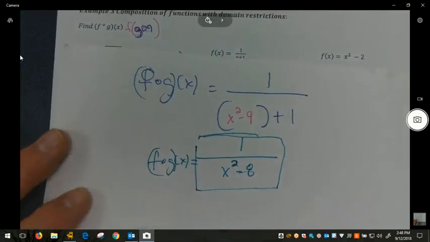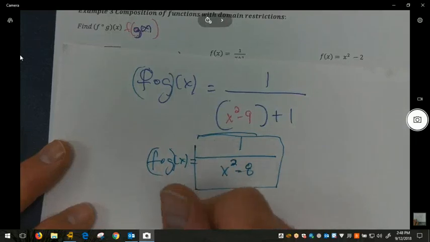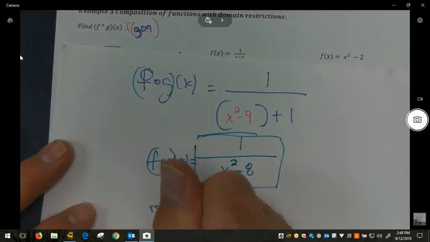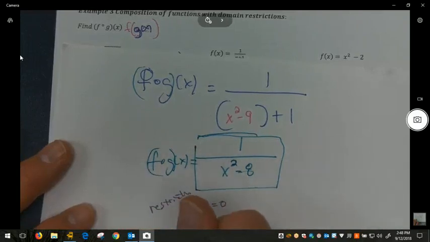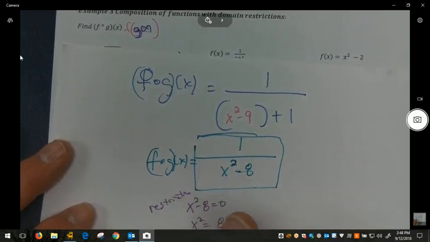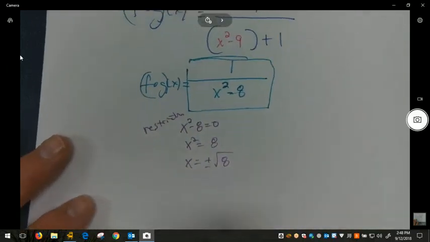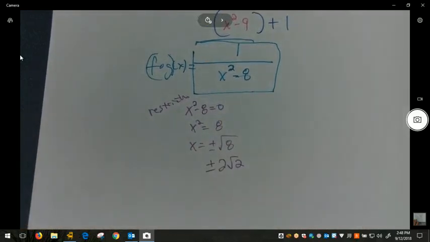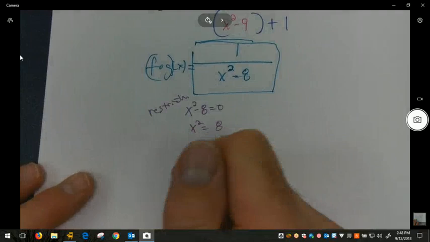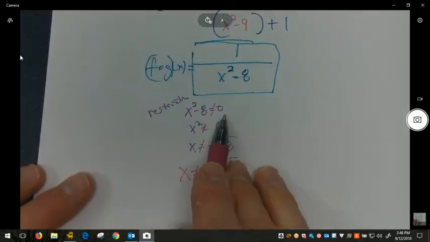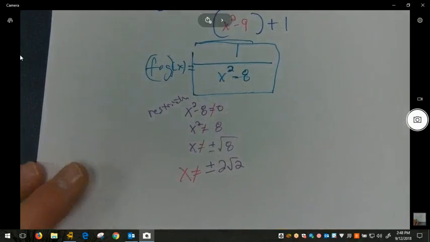Now, just like any other domain restrictions, I look at this and I say, well, x squared minus 8 equals 0. I'm finding the restrictions. If I add 8, x squared equals 8, take the square root, x is plus or minus the square root of 8, which is plus or minus 2 square roots of 2. So what that means is x cannot equal that value, right? X squared minus 8 can't be 0 because the denominator would be 0.